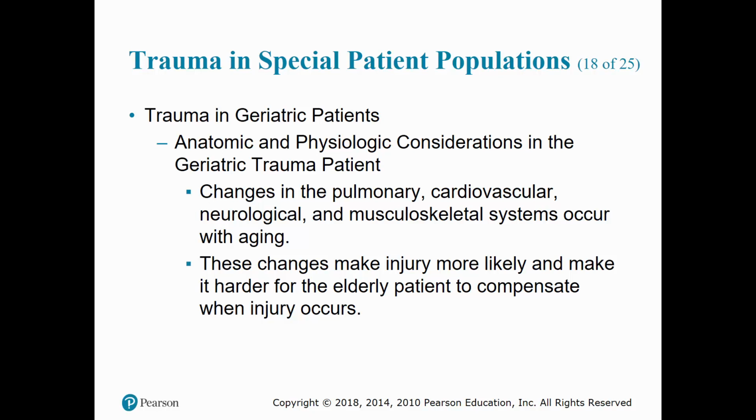Geriatric patients are more susceptible to injury than other adults, even in cases of minor trauma. Minor chest trauma can cause severe lung injury in the geriatric patient. Decreased muscle size in the abdomen can mask abdominal trauma within the elderly as well. Thinner skin in the elderly also results in more easily inflicted soft tissue injuries. Thus, because of the changes to the pulmonary, cardiovascular, neurological, musculoskeletal, GI, GU, all of the body systems that occur while they're aging, it makes injuries more likely and harder for us to assess and for the patient to compensate for when these injuries occur.